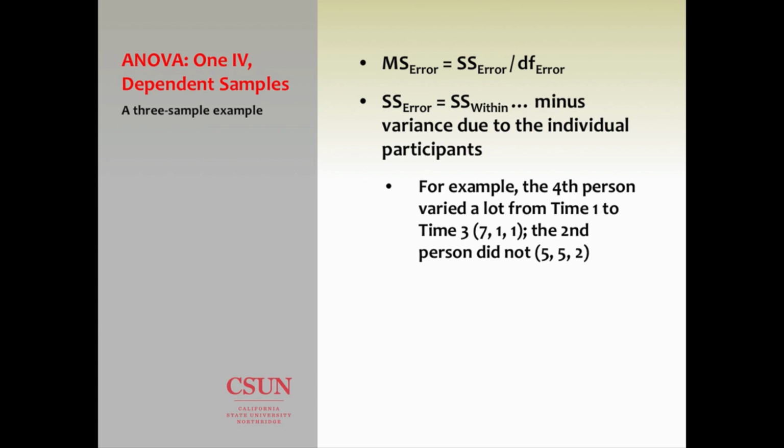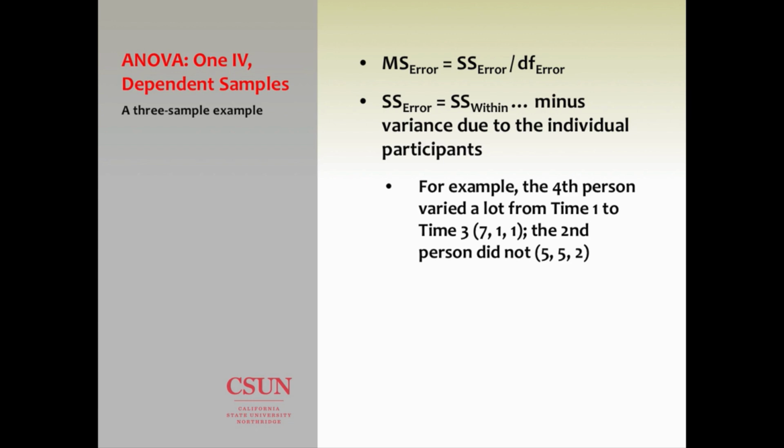So for example, with this data, which I haven't shown you yet, but I will in just a second, I promise, the fourth person varied a lot from time 1 to time 3. There was a really threatening rating of 7 at time 1 and then a 1 at time 2. So this person immediately became less threatened by the face at time 2, having seen it before, let's say, and then stayed at a 1 at time 3. The second person, however, rated a 5, and then 5 again at time 2, so sort of medium threat, and then down to 2 at time 3. There's not as much variance for that person. They didn't vary quite as much.